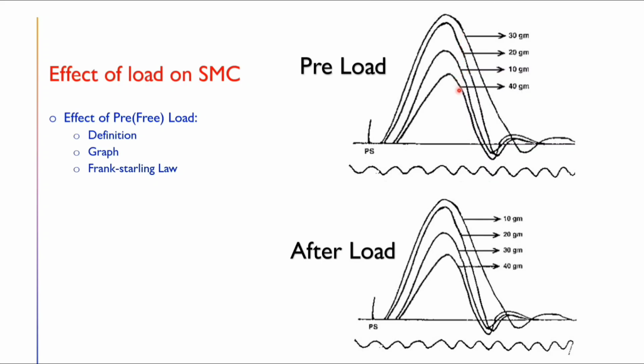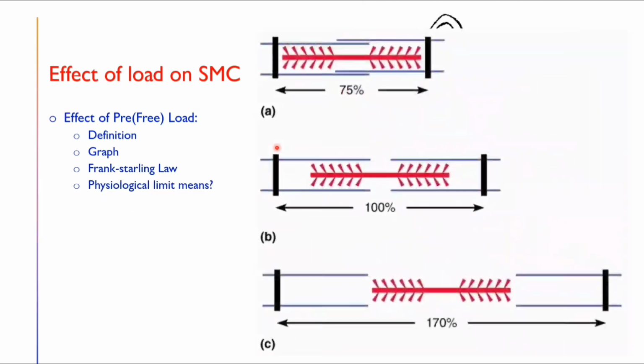Why? Because it reached the physiological limit. Here in this example, the physiological limit is 30 gram. So at 30 gram, the physiological limit is over. So now the Frank-Starling law will not exist and the height of contraction will decrease and decrease. Why is this happening? What does physiological limit mean? It is a molecular process.